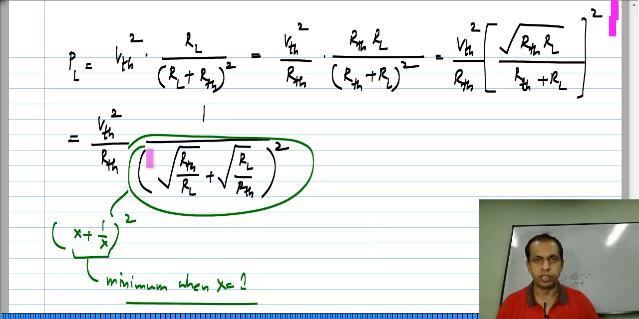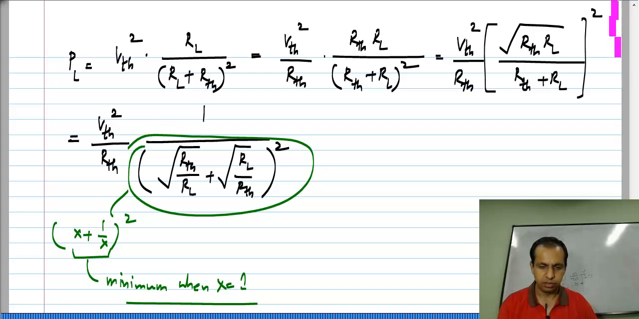Now, if you see the denominator of this expression, it is of this form x plus 1 by x squared. To maximize this function, the power in the load, we have to minimize the denominator. Remember RL is only in the denominator, nowhere else in the expression. So, we have to minimize the denominator, and that will be minimum when x equals 1, that is each of these terms equals 1. You can think of one of them as x and the other one as 1 by x.